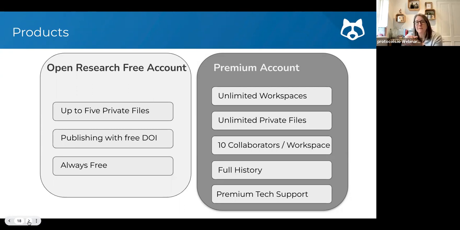The premium account has the ability for you to create as many workspaces and have as many private files as you like. You can add up to 10 collaborators into a workspace, even if they're not in the same location as you and don't have that license. You can track the full history of changes made. So if you're collaboratively editing and someone makes changes you're not keen on, you can roll it back to an earlier version. You can see some of the history with the basic account, but I think only 10 steps, so it's just a little bit more limited.